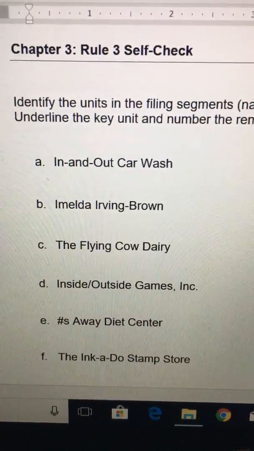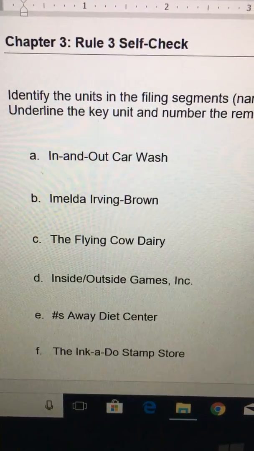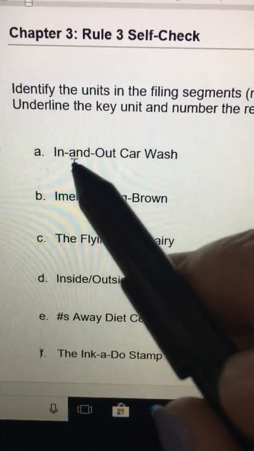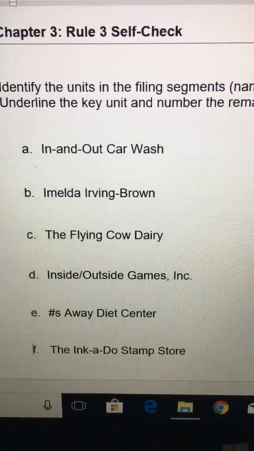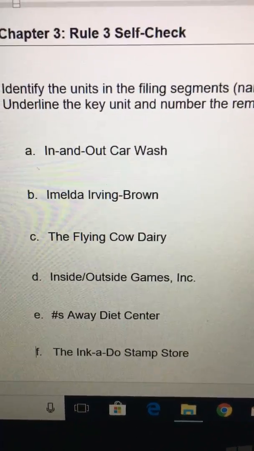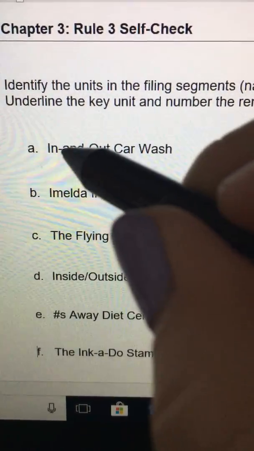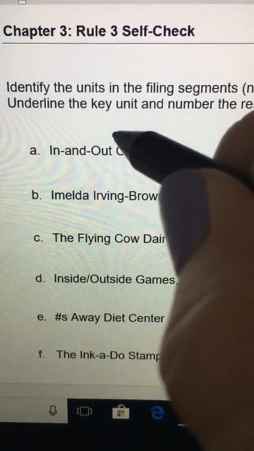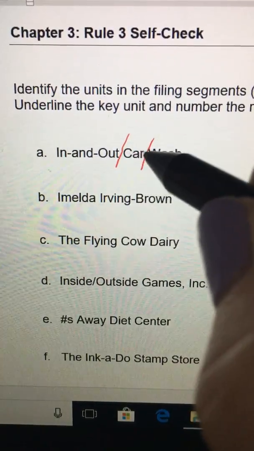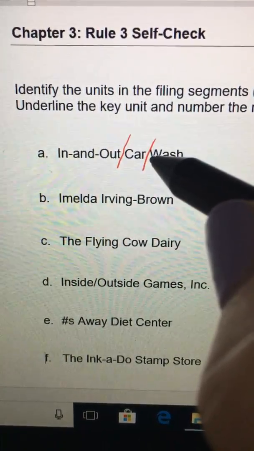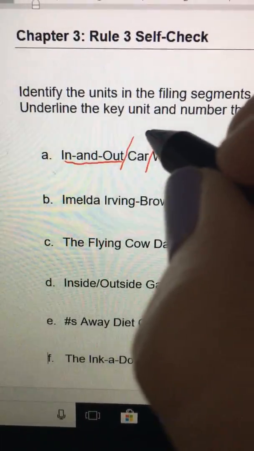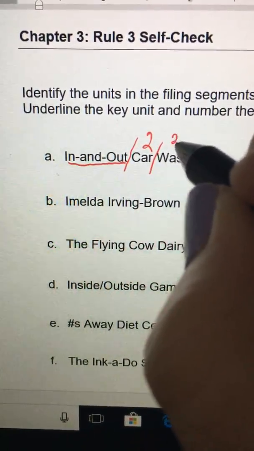Okay, continuing on, we're on rule number 3. So if you're using this, you've got hyphens here, and anytime you have hyphens or symbols, you forget about them. With hyphens, you're going to take them out and close up the space. So again, if you're trying to figure out where the units are, look where the spaces are. Where there's a blank space, that's a unit. So in and out is one word. Car would be 2. Wash would be 3.